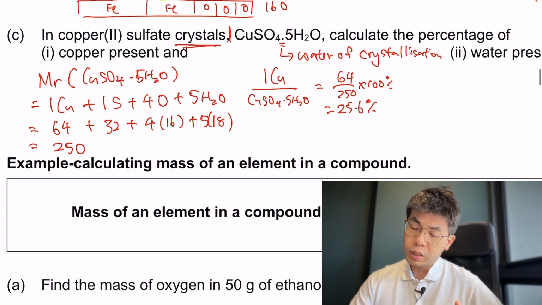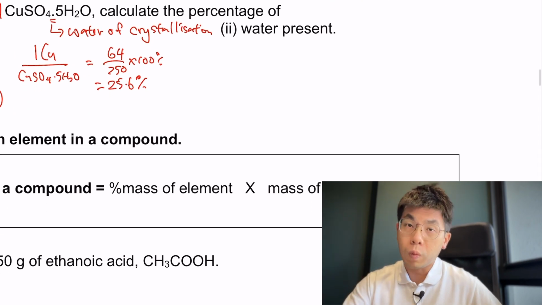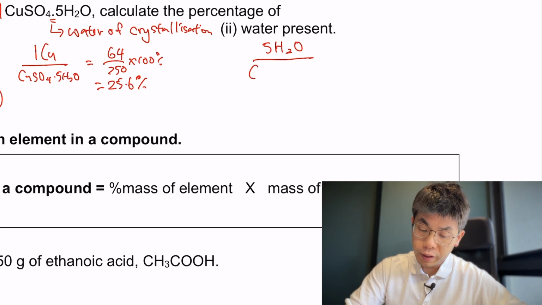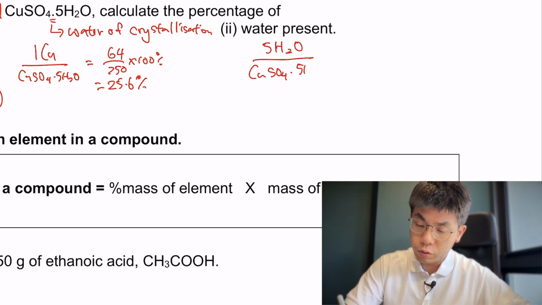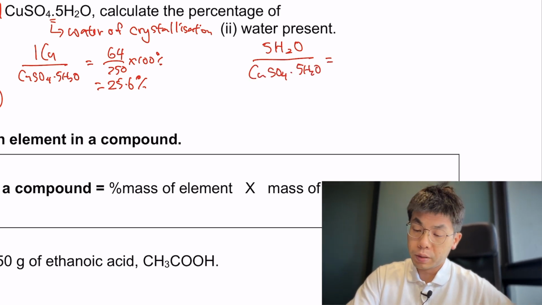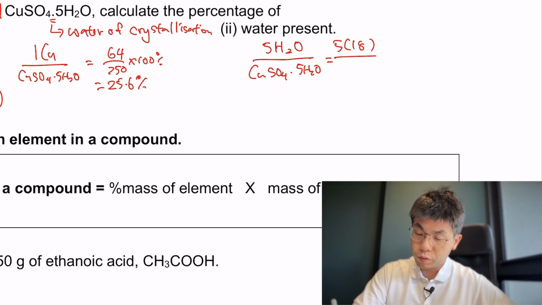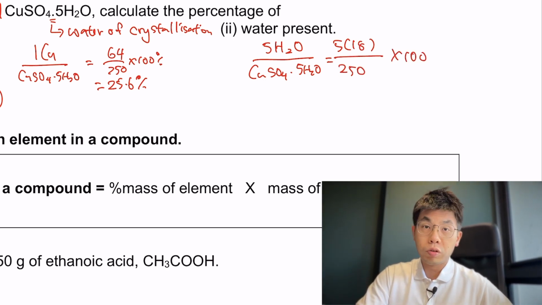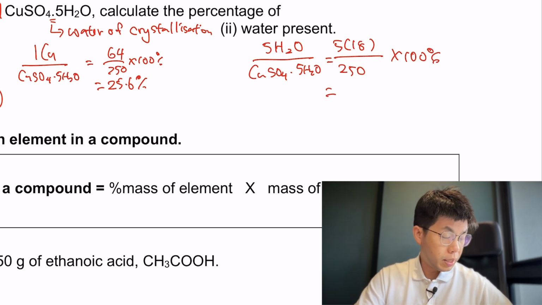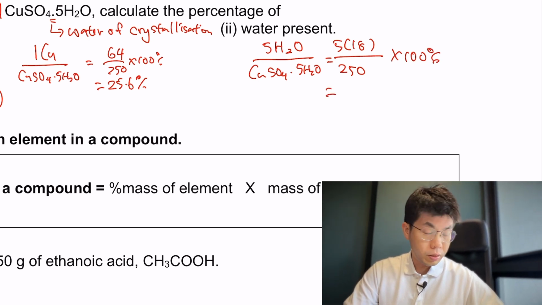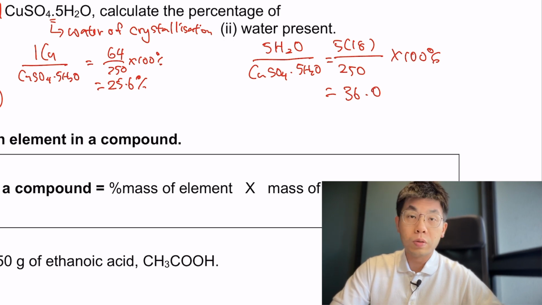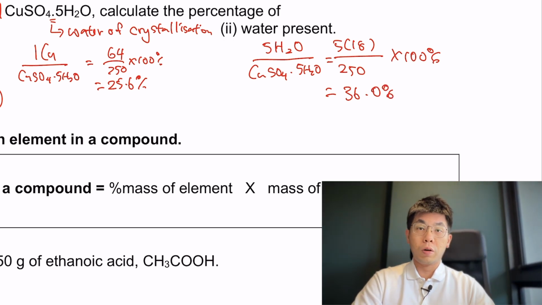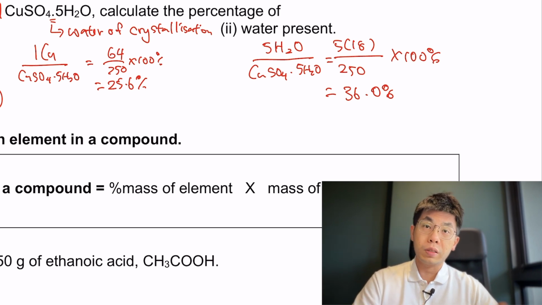Now if I want to calculate the percentage of water present, I need to put the 5H2O and find out in my copper sulfate 5H2O how much that would be. So 5 times 18, because that's 5 water, divided by 250 times 100%, and that should give me 36.0%. So that's how you calculate percentage composition of a particular element in a compound.